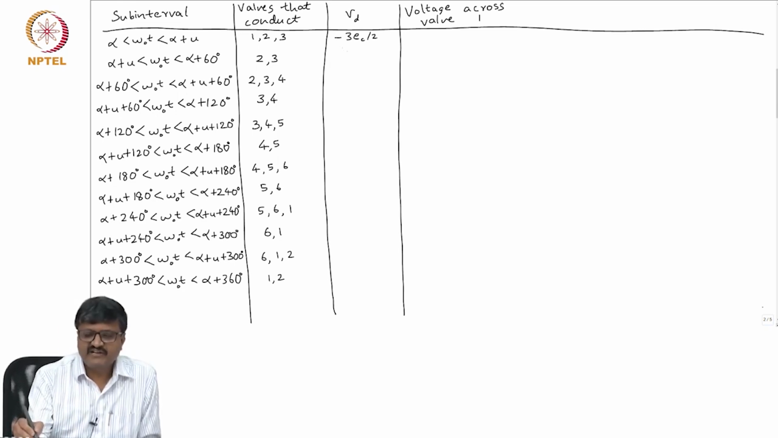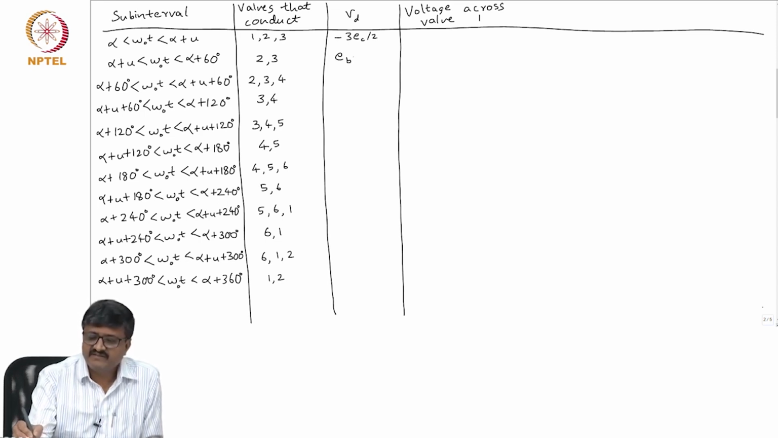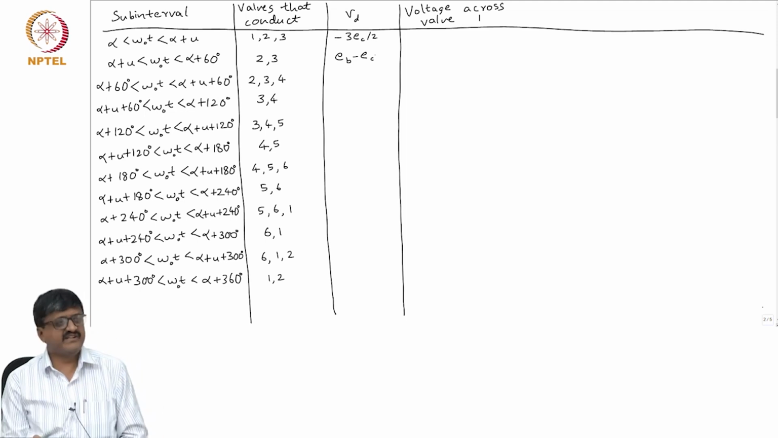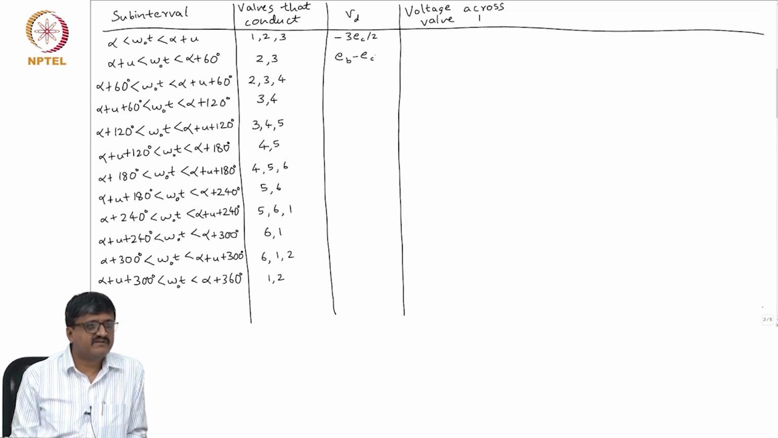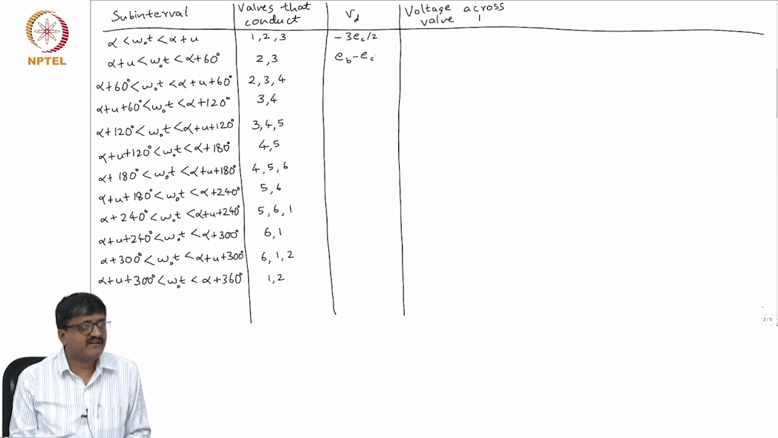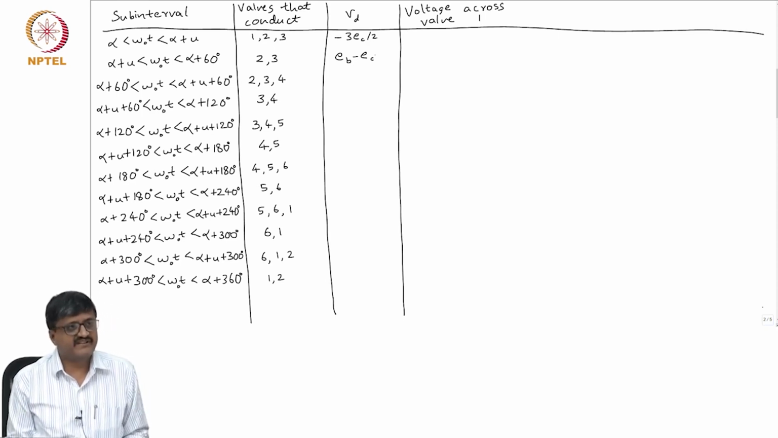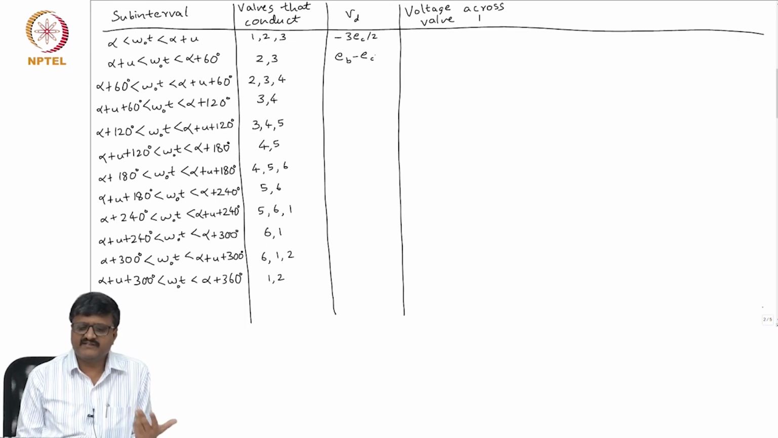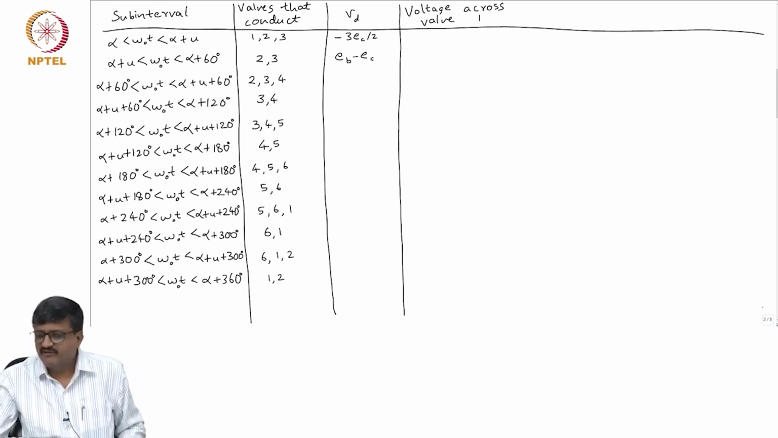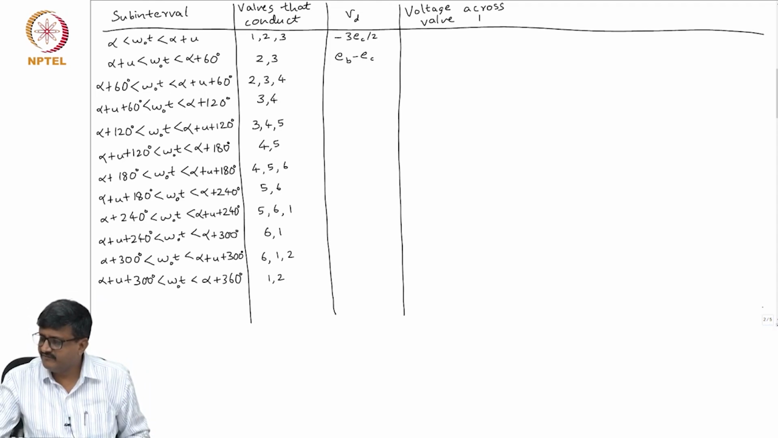The expression for V D in the second subinterval is E B minus E C. It is easy to get the expression in the second subinterval because there is no drop across the inductance. From the circuit we can straight away say the expression for the DC side voltage in the second subinterval. In all the subintervals where only 2 valves are conducting, it is straightforward. So, let us try to fill this column, first the rows which are easy to do.